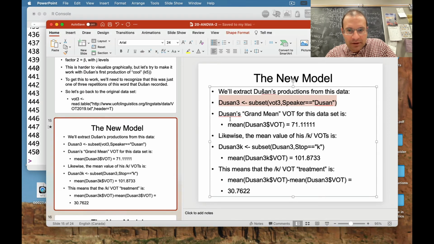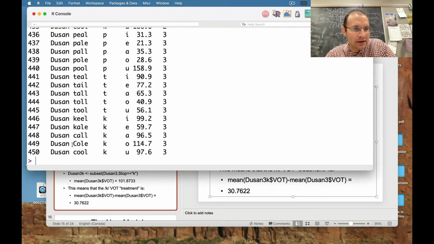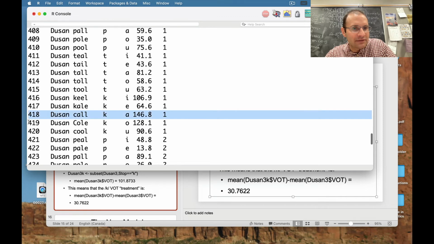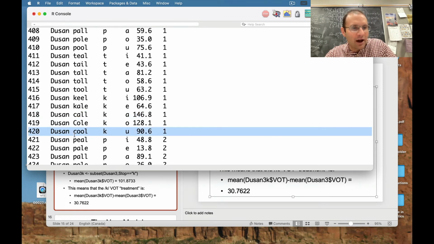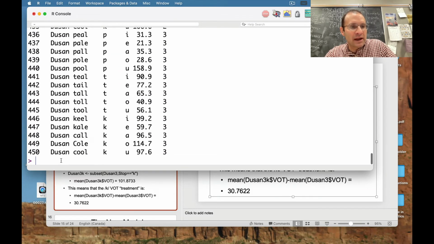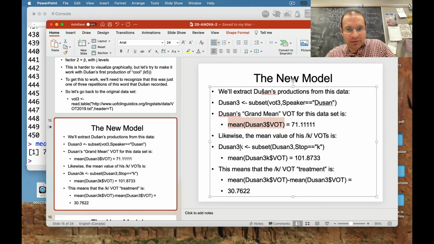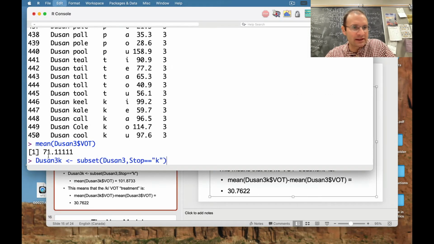And so what I want to do is figure out what's the grand mean VOT for this data set, because what I'm trying to do is account for this VOT value with my two-way model. So we're going to start out with that grand mean, and it's 71.11111, or 71 1/9, I guess. We can also figure out what the mean value of his k-VOTs is.